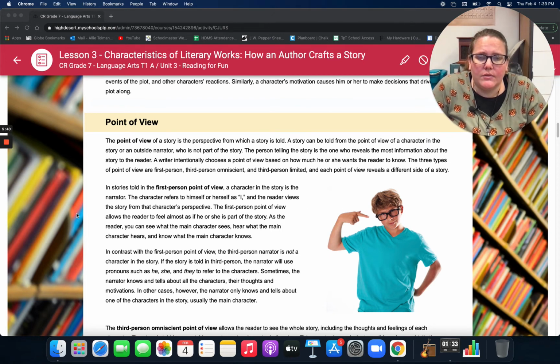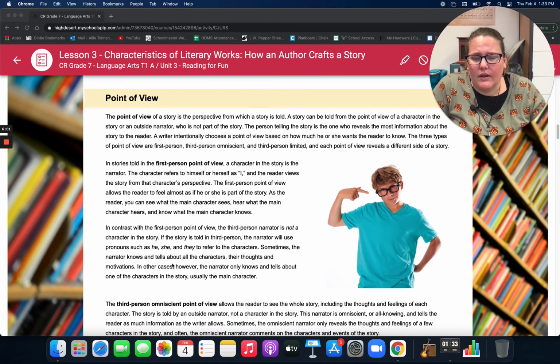In contrast with the first person point of view, the third person narrator is not a character in the story. The story is told in third person. The narrator will use pronouns such as he, she, and they to refer to the characters. Sometimes the narrator knows and tells about the characters, their thoughts, and motivations. In other cases, however, the narrator only knows and tells about one of the characters in the story, usually the main character.